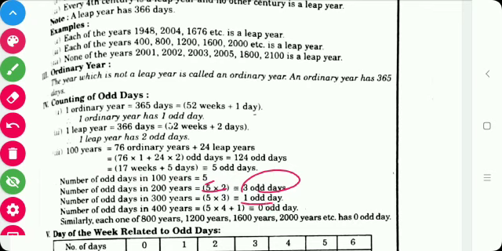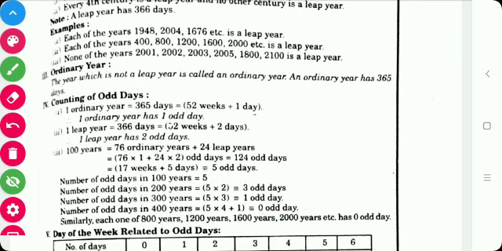Number of odd days in 400 years: as 400 is a leap year, it consists of 366 days. So we can add this 1 here as it is a leap year. So 5 fours are 20 plus 1 is 21. So 400 years has 0 odd days. Likewise 800 years, 1200 years, 1600 years and 2000 years etc. have 0 odd days.